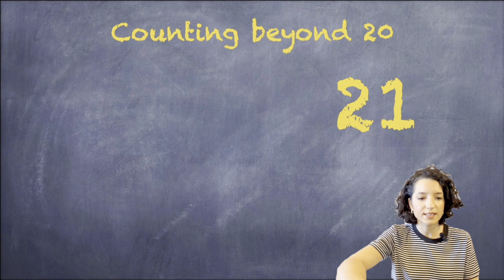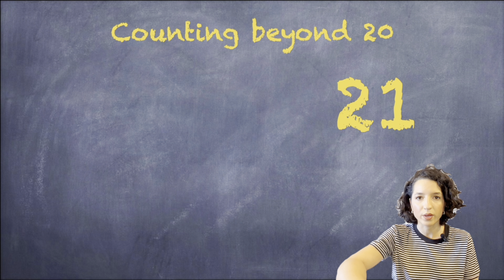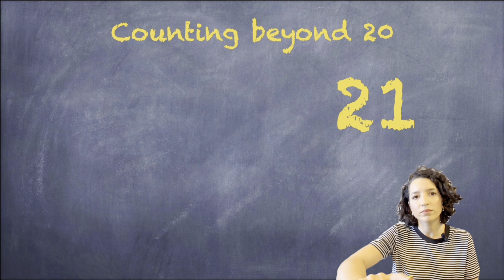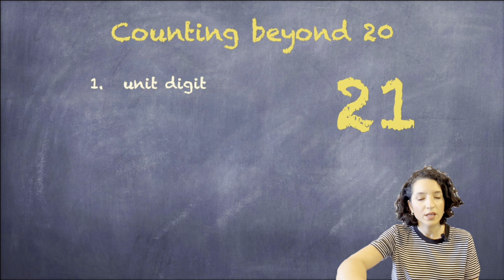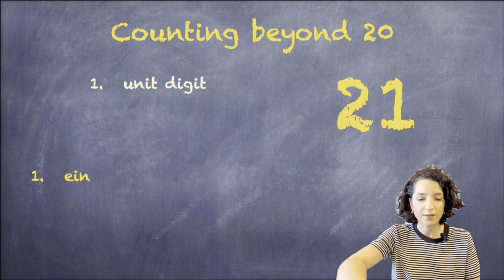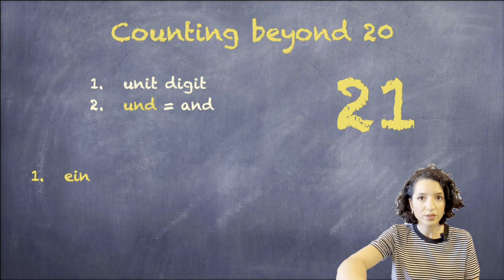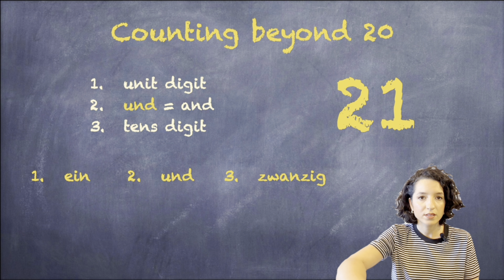And now let's see how we are counting beyond 20. How do we say 21 in German? First of all, we start with the unit digit. Yes, we start from back and then we are going to the front. So in this case, we have 1. But we don't need the S anymore in 1. We say just ein. Then we need und, and then we will say the tens digit, which here is 20. So we say 21 in German, 21.